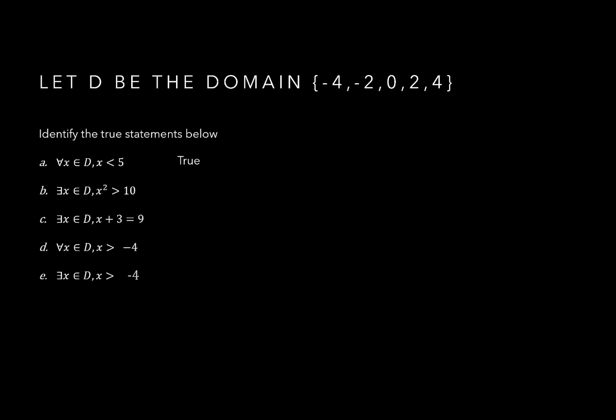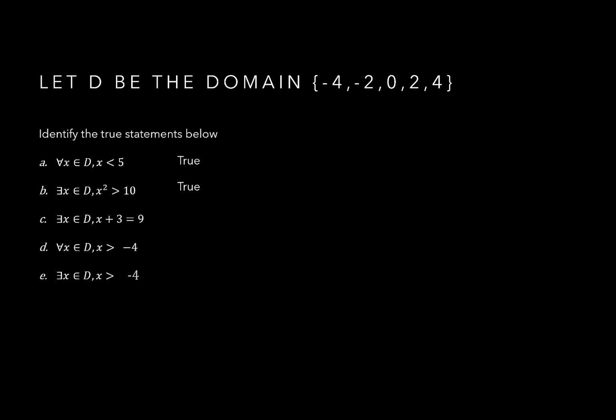Next, we have there exists x in D where x squared is greater than 10. So I just need at least one number that when I square it, it's greater than 10. It turns out I have two numbers: 4 squared is 16, and negative 4 squared is 16. Those are both greater than 10, so we can say true.